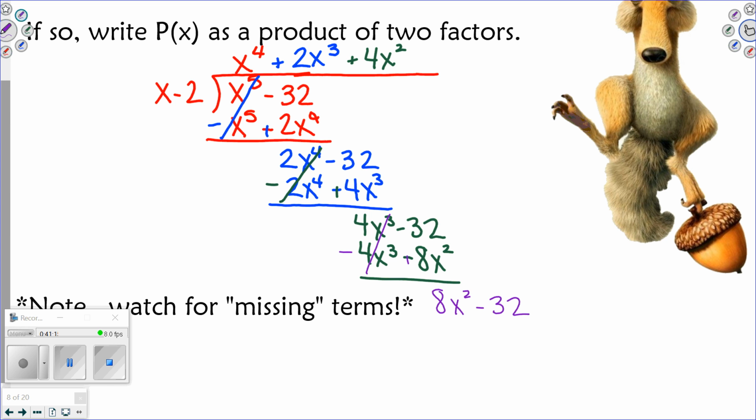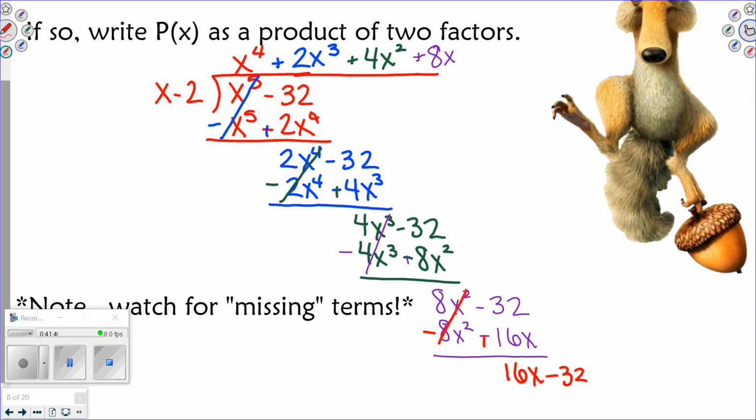What do you multiply x by to get 8x squared? 8x times x. 8x times negative 2, negative 16x. Gotta watch those signs at all times. And then change your signs. Good. And then we have 16x minus 32. And then we start over again. Come on, this is fun.